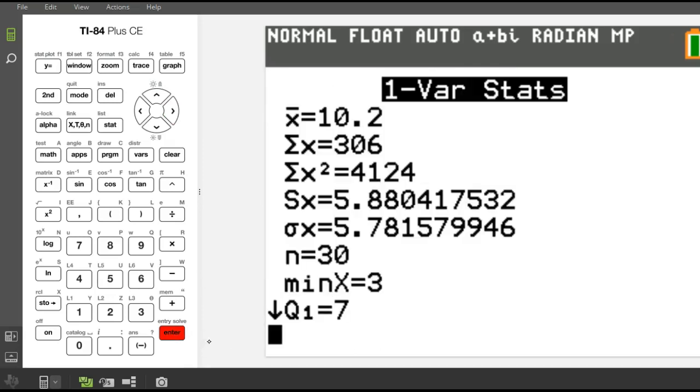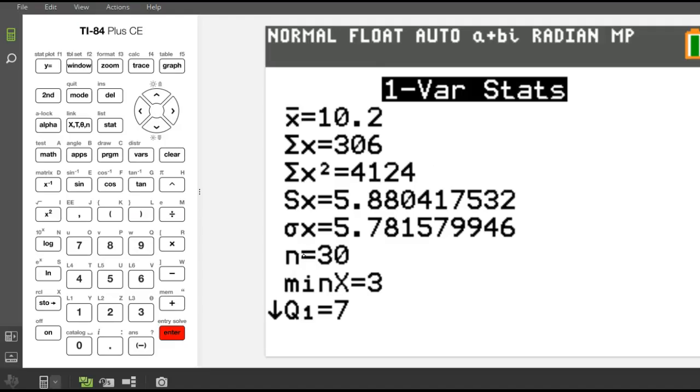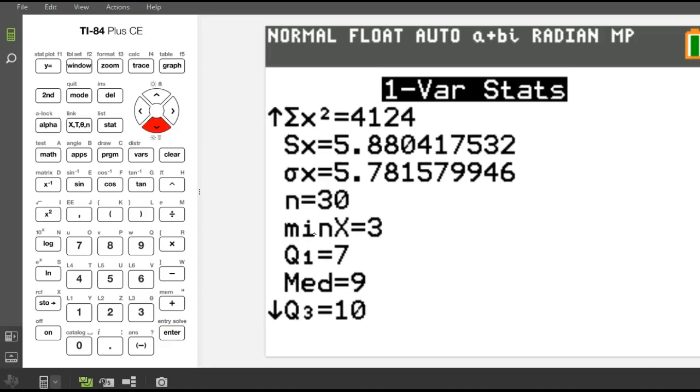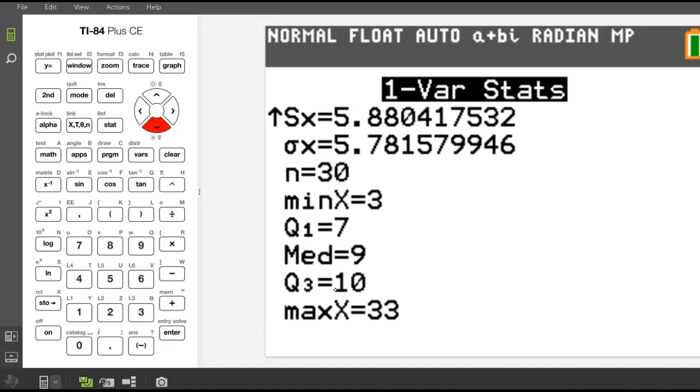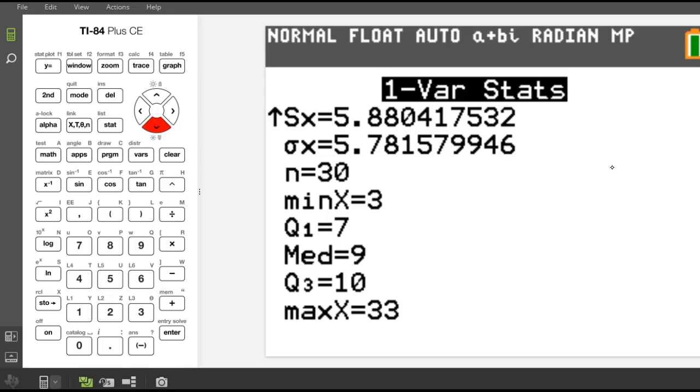We just hit enter a couple of times in there, and you can see my mean is 10.2. This first one, x bar, is the mean. So in case you forgot, x bar is the mean, and that equals 10.2. So there's one of our measures of central tendency. The next ones, if we go down, you remember the minimum, quartile 1, median, quartile 3, maximum. The median is going to be 9. Median equals 9.